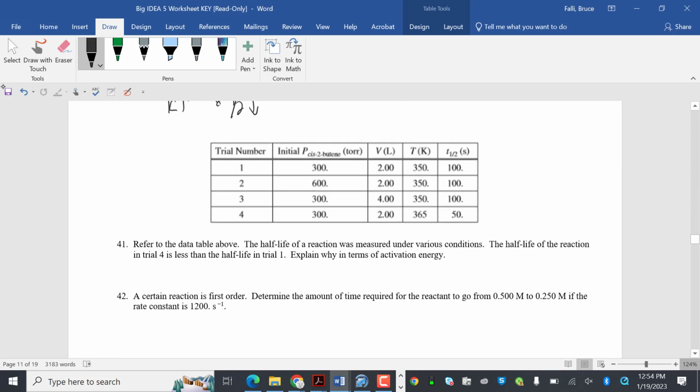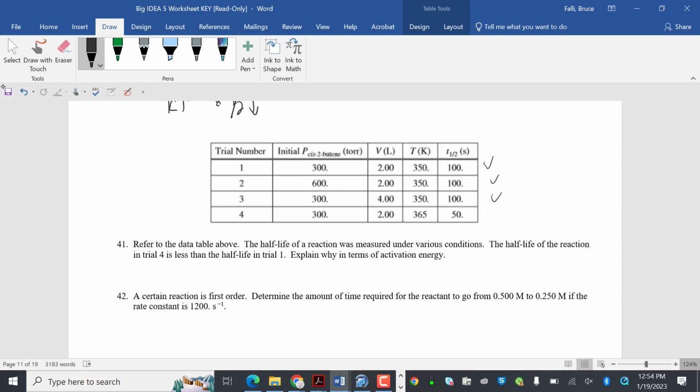Refer to the data table above. The half-life of a reaction was measured under various conditions. So let's see here. Here's the half-life. The half-life of the reaction in trial 4 is less than trial 1. Explain why in terms of activation energy. So let's see what's different here. It's the same initial cis-2-butene and the same reaction. In this one the initial amounts changed, but it doesn't really matter much. Temperature went up, and the half-life went down. So explain why in terms of activation energy.